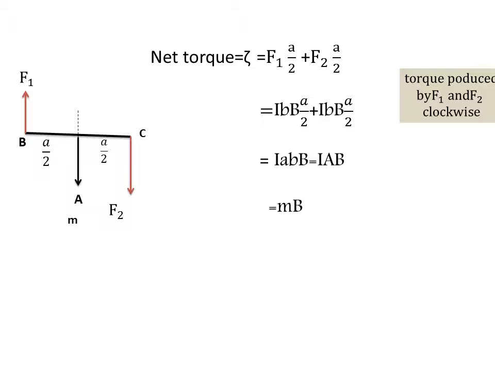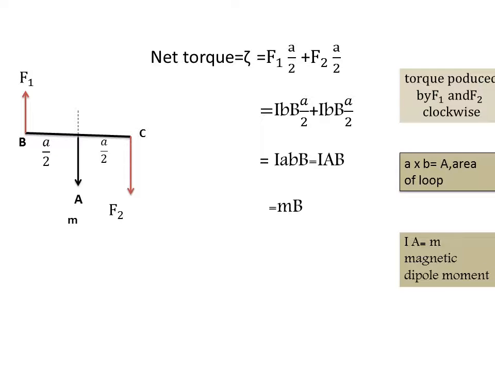Now substituting the value of F1 and F2, we get I small b capital B into a by 2 plus I small b capital B into a by 2. Adding these two terms, we have I into small a small b into capital B. A into B is the area of the loop. So now we can write tau is equal to I capital A into capital B. Now I into A is equal to m, the magnetic dipole moment. So now tau is equal to m into B.